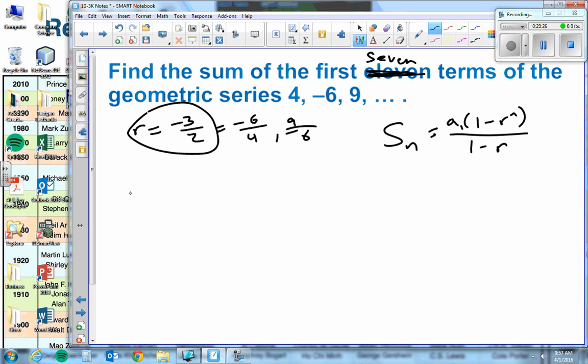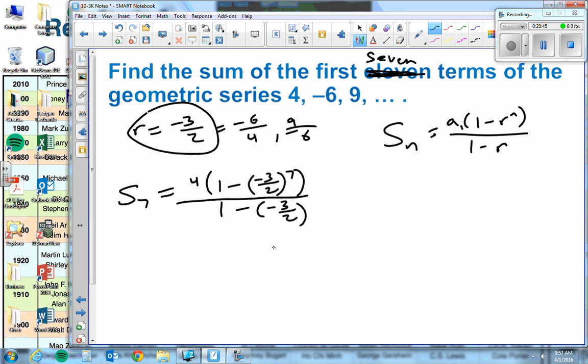All right, so let's do our formula. Find the sum of the 7 terms. The first term is the 4. And then it's 1 minus R, where R is this fraction, negative 3/2, in parentheses, to the power of 7, all over 1 minus R again, which is not 1 minus 3/2, it's 1 minus negative 3/2. I emphasize that because people quite often, when subtracting a negative, only put one negative sign, and then they're wrong.